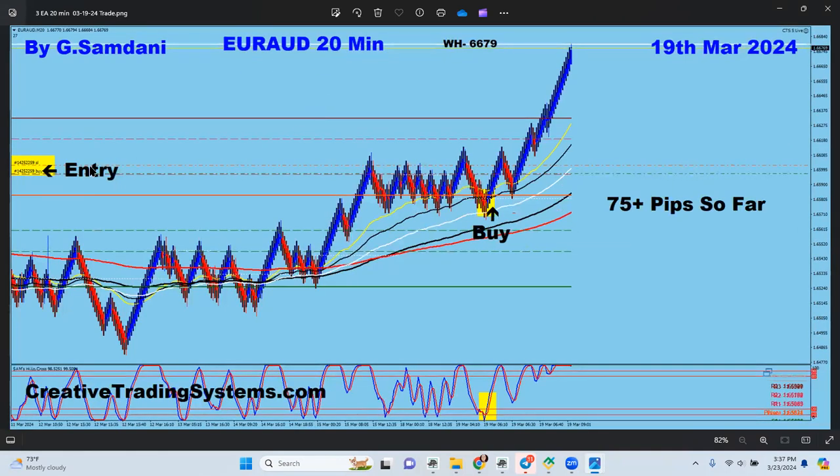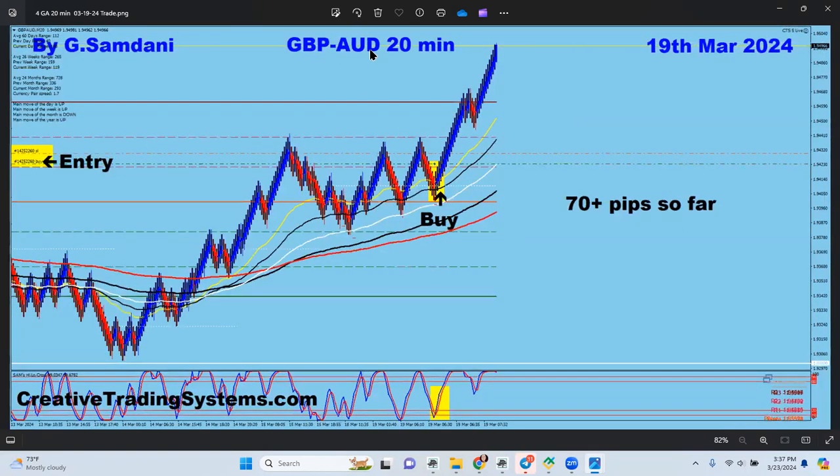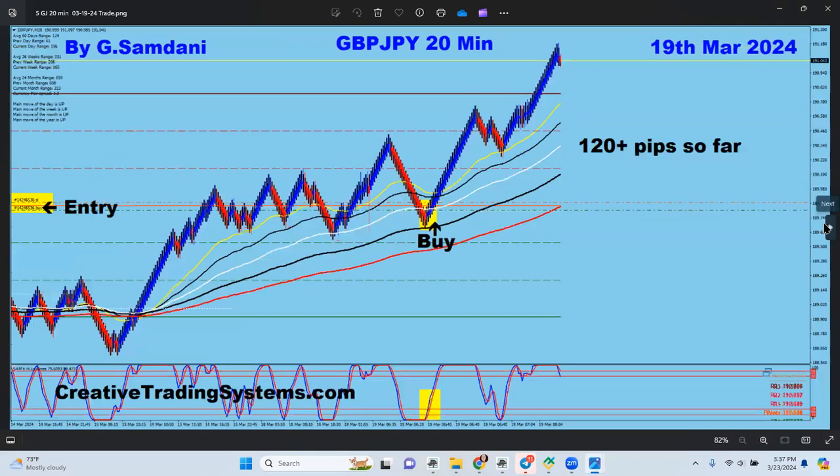This is a Euro Aussie buy order there. And right there, this is the system setup actually. 75 pip on the 19th. And this one is pound Aussie because of the Aussie weakness. Euro Aussie and pound Aussie both went up a little bit. And this one also is for 70 pip.